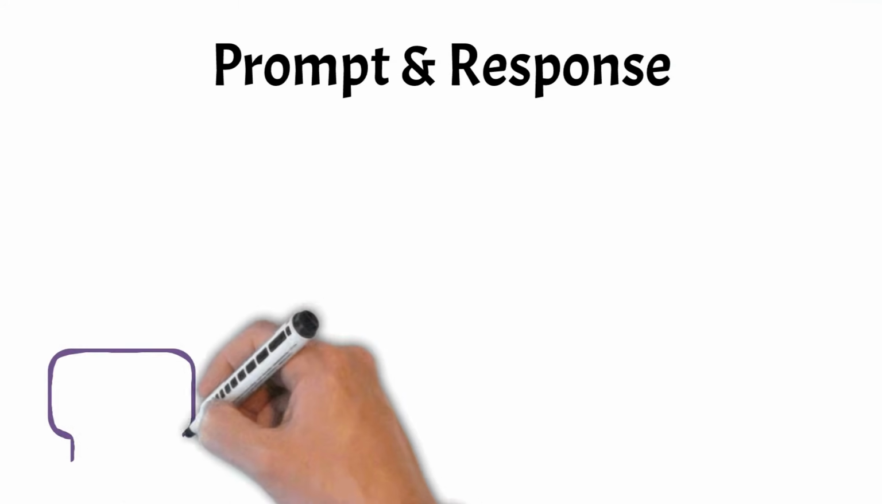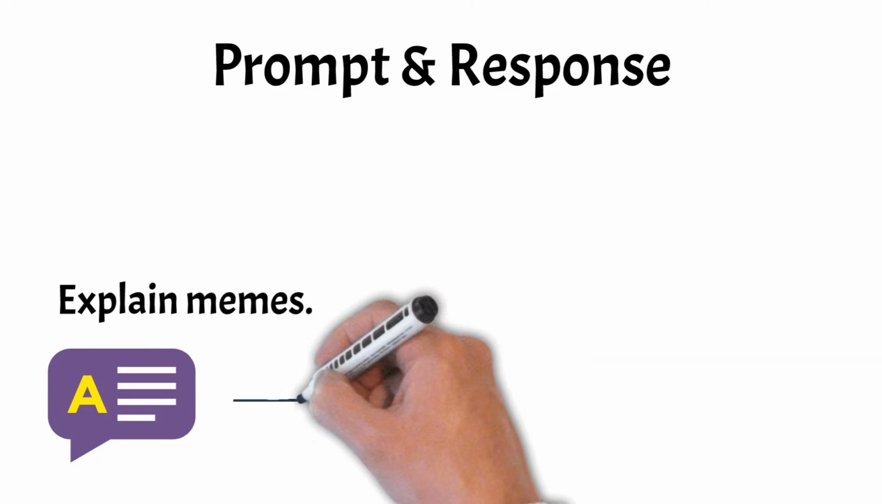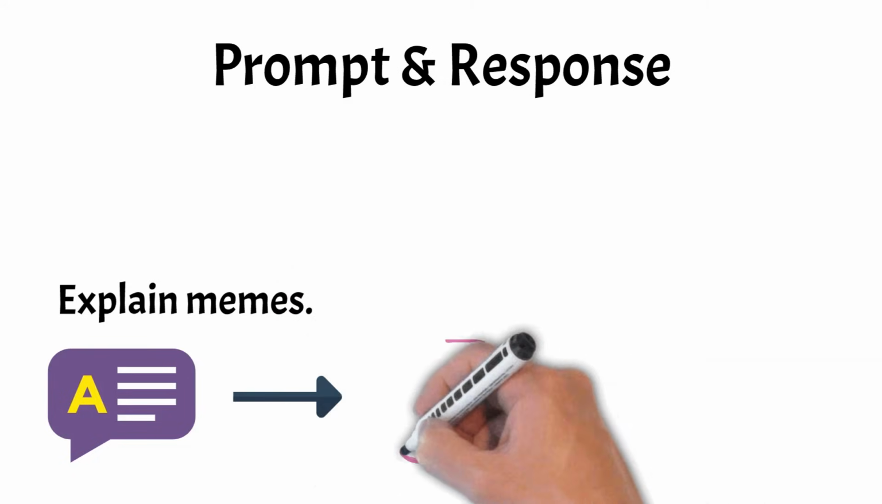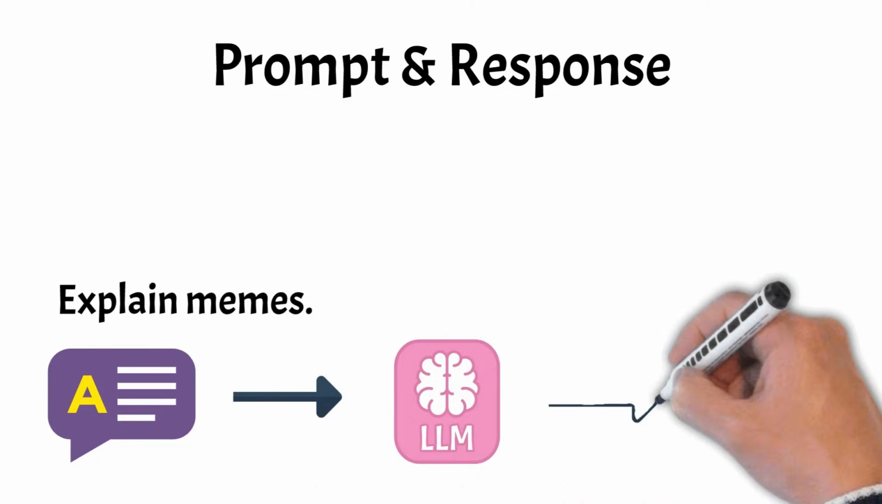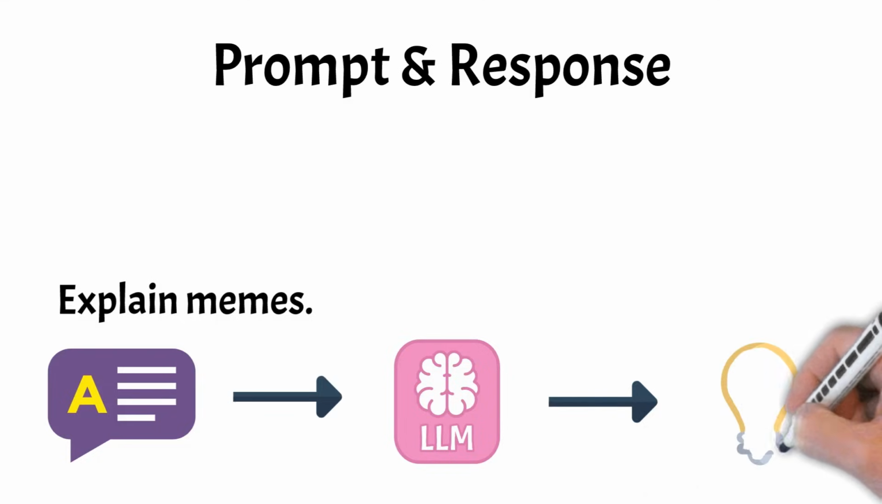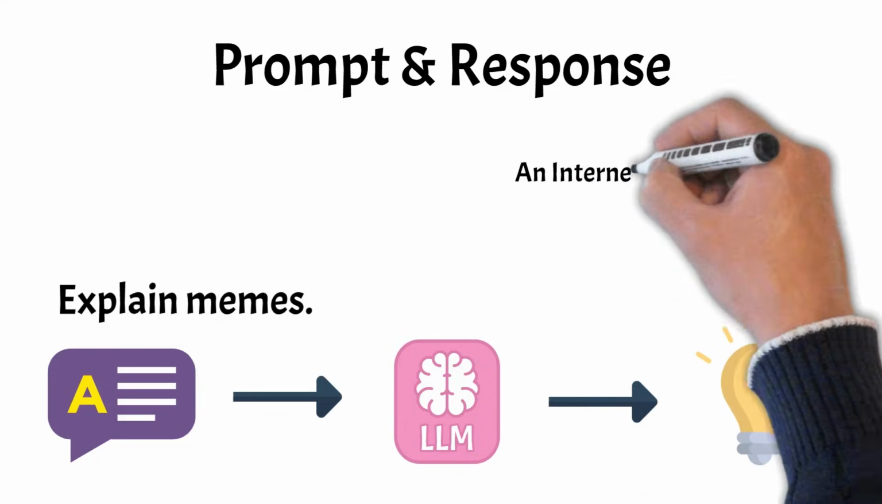Every conversation with an AI begins with a prompt, the message you type in. It might be something like, "explain memes." The model takes that prompt, runs it through its internal logic, and turns it into a response, perhaps starting with, "an internet meme," followed by its definition.